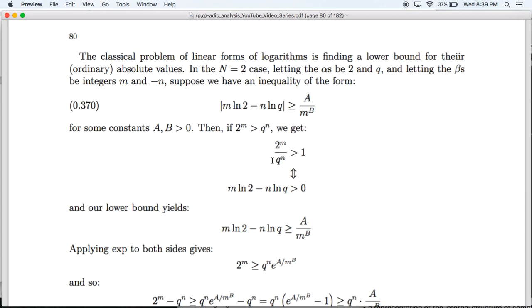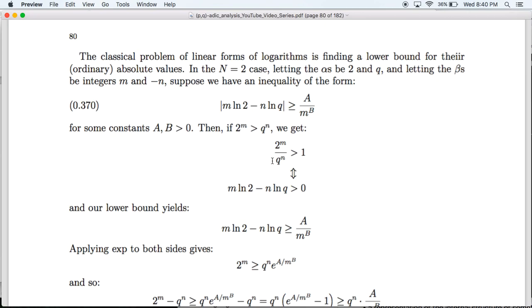In the n equals 2 case, letting the alphas be 2 and q and letting the betas be integers m and negative n, suppose we have an inequality of the following form. It's m times ln 2 minus n times ln q is greater than or equal to a over m to the power of b, for some positive real constants a and b.